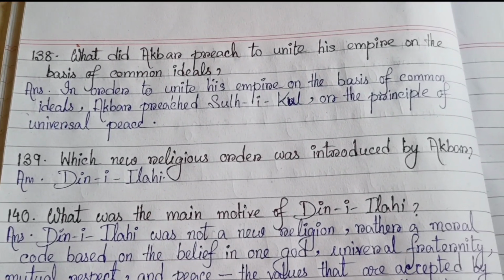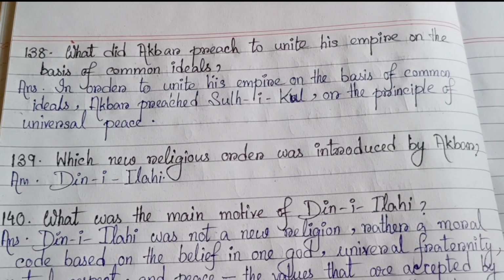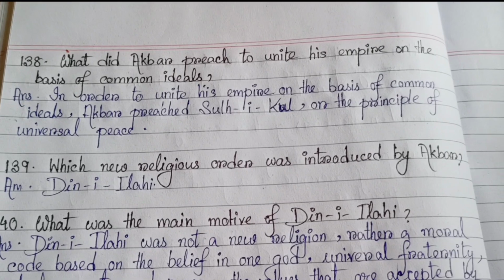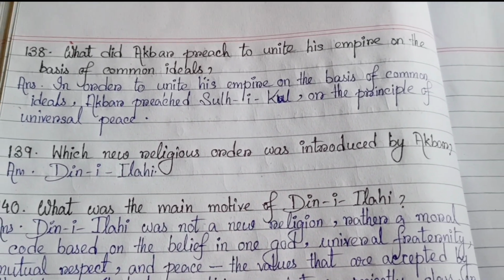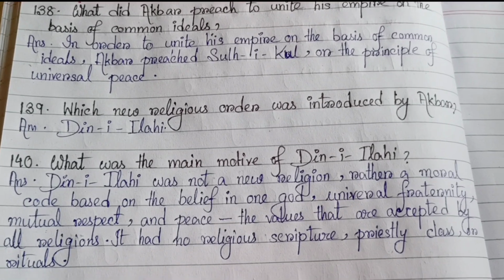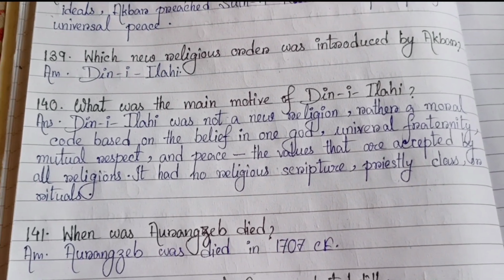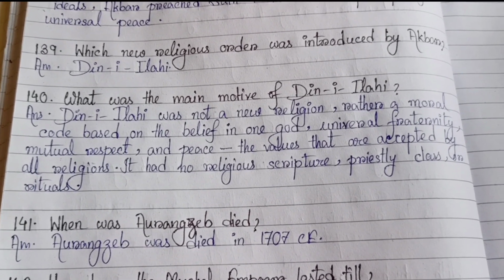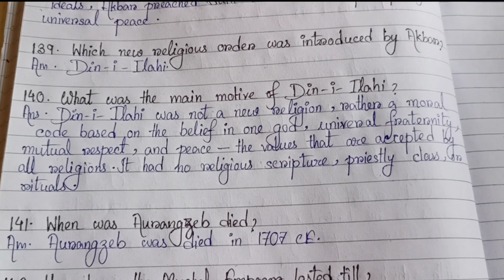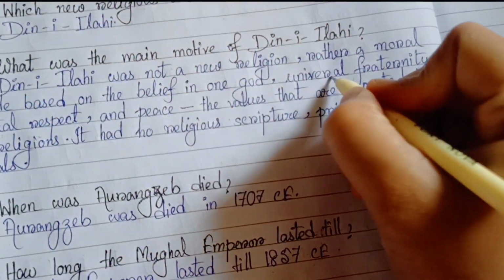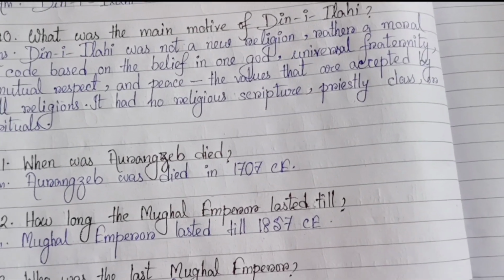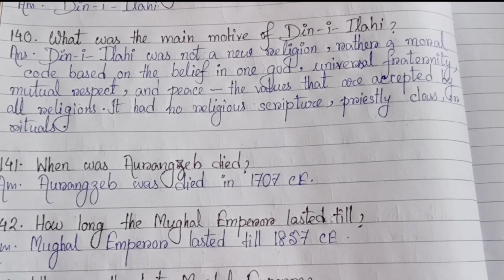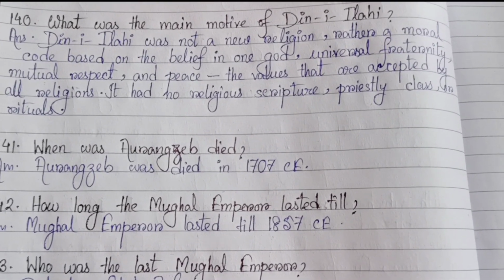138. What did Akbar preach to unite his empire on the basis of common ideals? In order to unite his empire on the basis of common ideals, Akbar preached Sulh-e-Kul, or the principle of universal peace. 139. Which new religious order was introduced by Akbar? Din-e-Ilahi. 140. What was the main motive of Din-e-Ilahi? Din-e-Ilahi was not a new religion, rather a moral code based on the belief in one God, universal fraternity, mutual respect, and peace, the values that are accepted by all religions. It had no religious scripture, priestly class, or rituals.